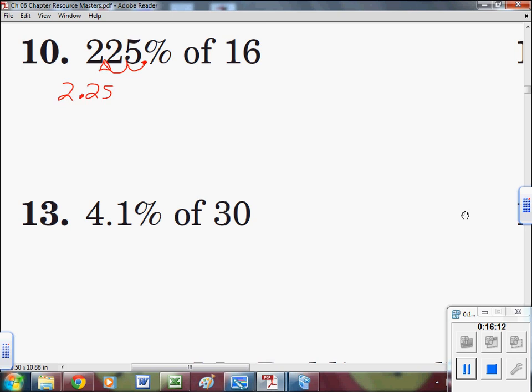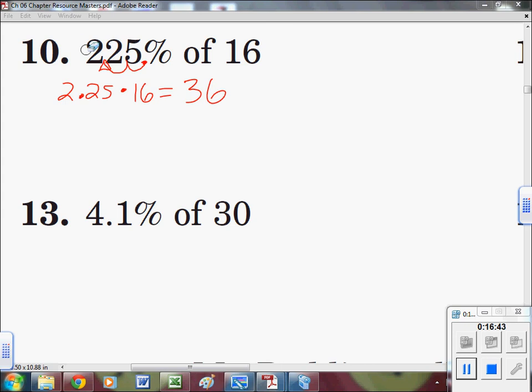2.25. So we're going to multiply by 2.25, which means our answer is going to get bigger than the original, because 16 was the original. But that makes sense because 225% is more than 200%, so it should get bigger. So we're going to multiply that, and you're welcome to use a calculator to help you do that. So on your homework and your assignments, I want to make sure that you take the time to write what you're multiplying. So 2.25 times 16, that's going to equal 36. And that's going to be our answer to this question.